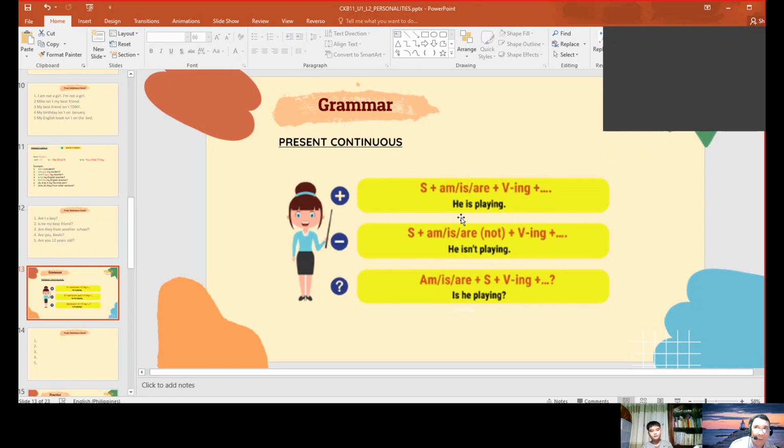What about if our subjects are we, they, and you? What would be the be verb that we are going to use? Are. Very good. Like, for example, they are cooking. We can also say we are studying our lesson, or you are studying your lesson. So still, we use the be verb, or not the be verb, but the ing verb. So, subject plus be verb plus ing verb. Did you get it?